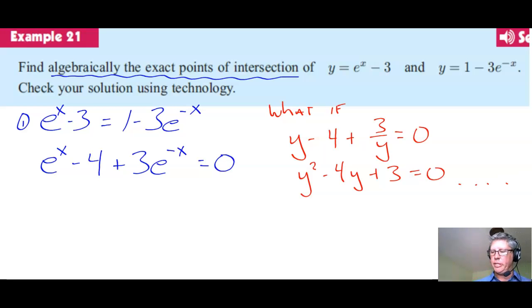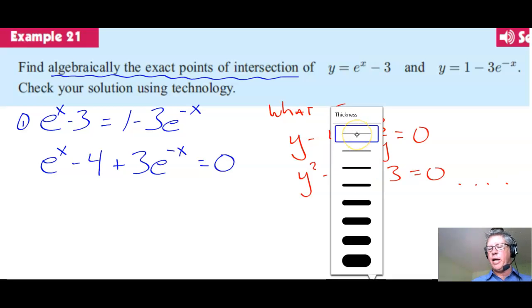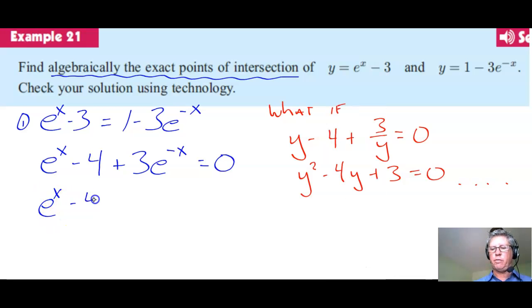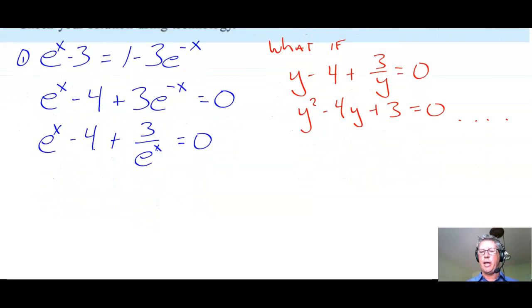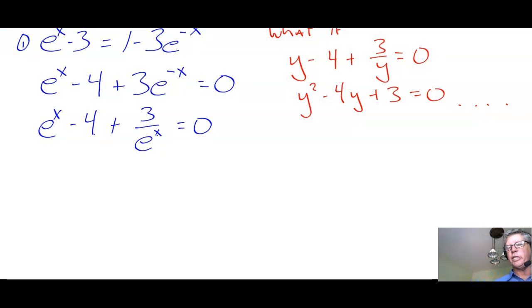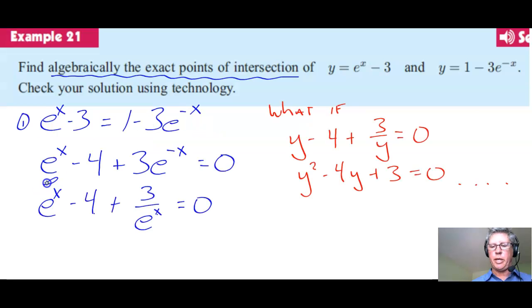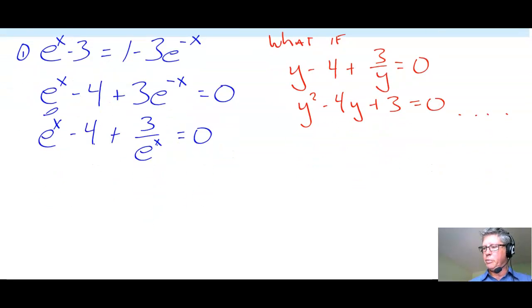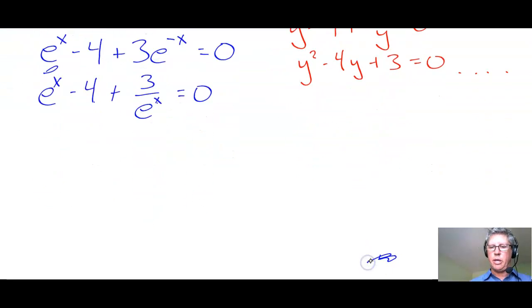All right, back to this bad boy. Believe it or not, that e to the negative x can be written as e to the x minus 4 plus 3 over e to the x. You're not going to see that in the books. They're going to kind of assume that you see that, you don't need that. But for me, it triggers that maybe I multiply everything by e to the x. So I'm going to multiply everything by e to the x.